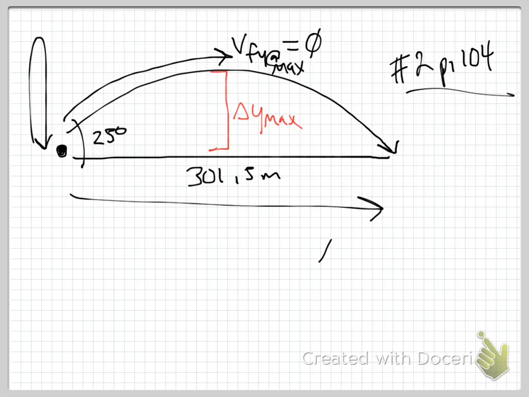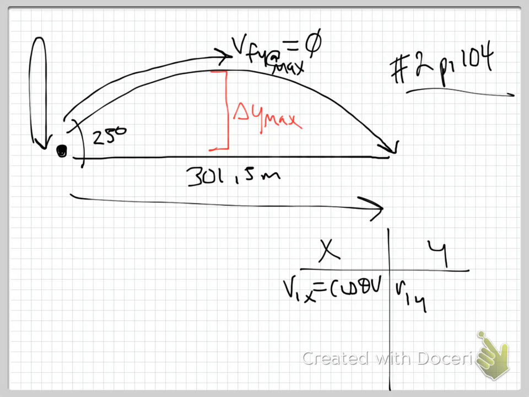So if we list our x and y variables, we immediately create expressions for VIX and VIY. Cosine theta VI, sine theta VI. Okay, that's easy. Always do that, never solve for those. Like seriously, never solve for those, unless that's what you're being asked for. Keep those as expressions. So we know that, and let's think about just what we're interested in on the y-axis for a minute. We're interested in delta y max.